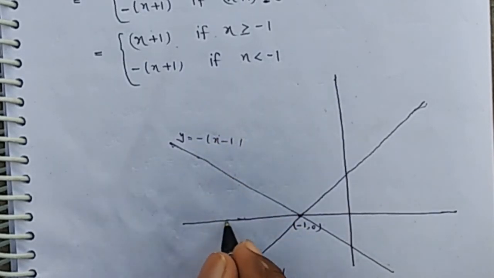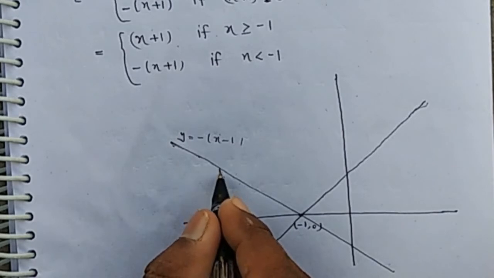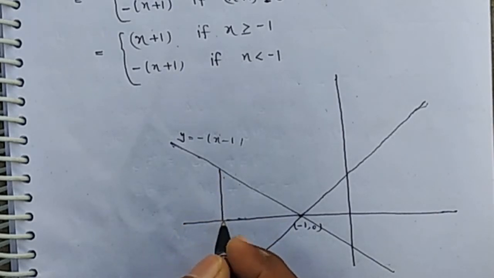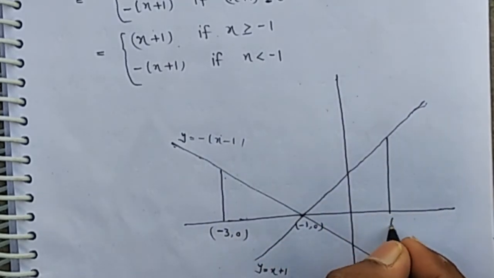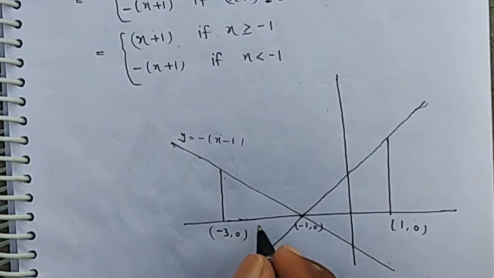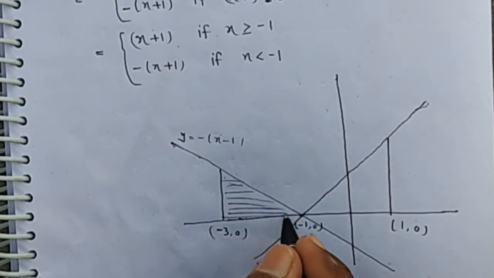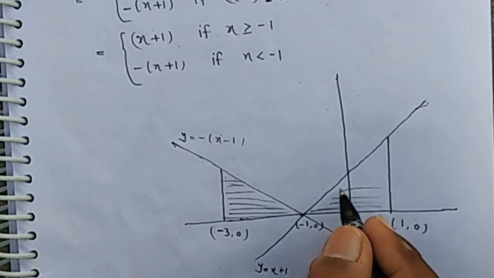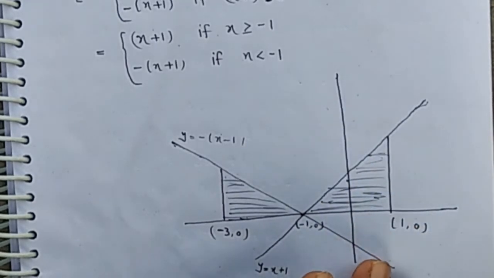Now we have to find the area from -3 to 1, meaning x equal to -3, 0, and 1, 0. Then we have to find this area.